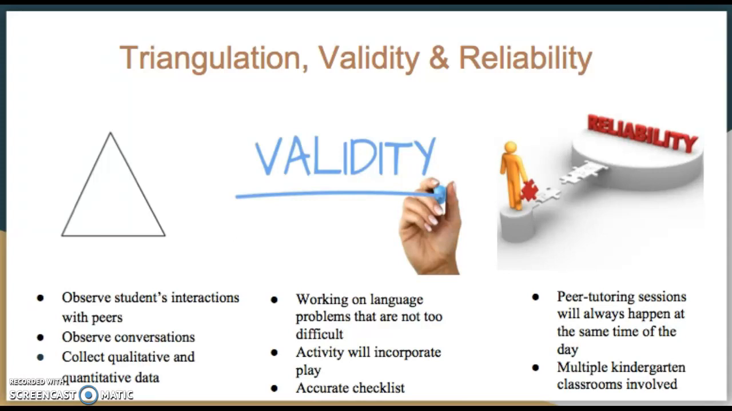The same 4 students within the classroom will work with the student diagnosed with autism. Each student will be aware of the process. The peer tutoring session will happen at the same time during Block 2 so that students are aware of the routine. The plan will be implemented in multiple kindergarten classrooms, which also ensures reliability, and teachers will be trained on how to implement the strategy.